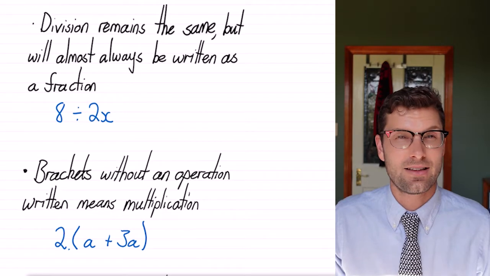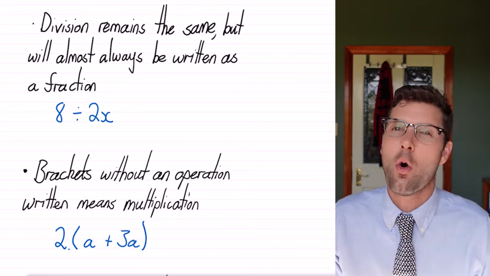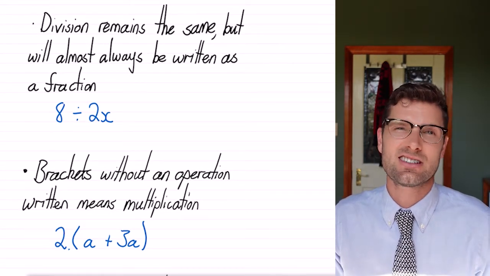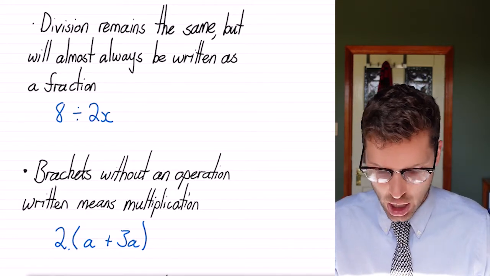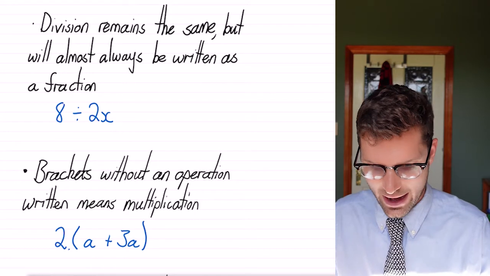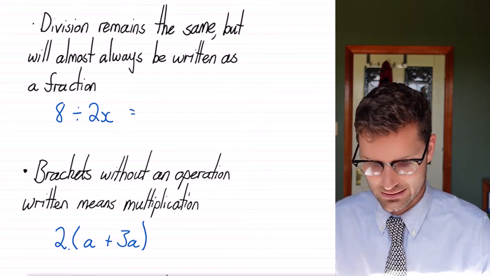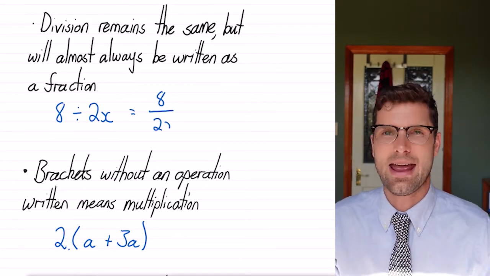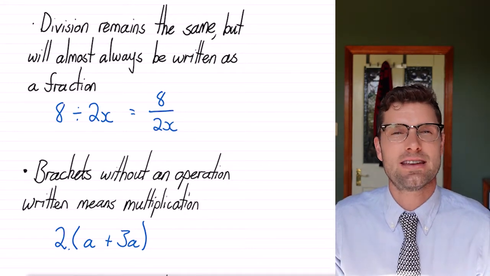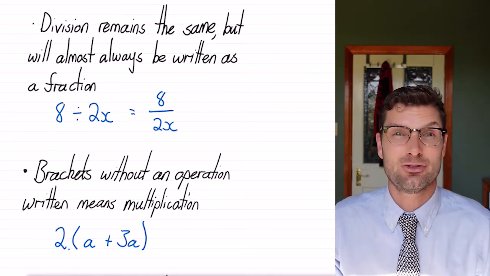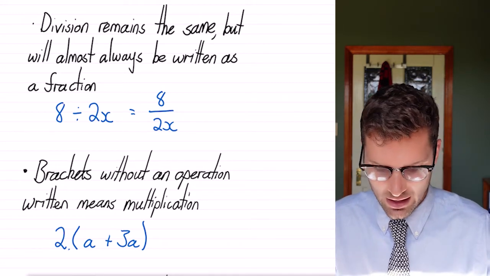Division remains basically the same as well, except we're always going to put it into a fraction, just to make it a little bit easier when we simplify expressions like this. So 8 divided by 2x just becomes 8 over 2x as a fraction. And then we can work from there. But that first initial step will help scaffold your answer nice and easily.